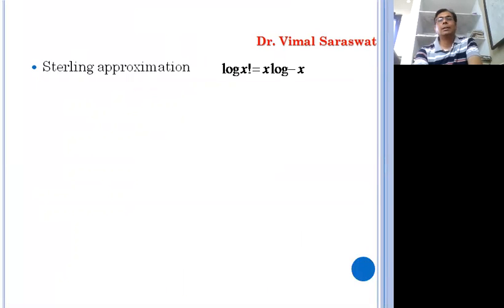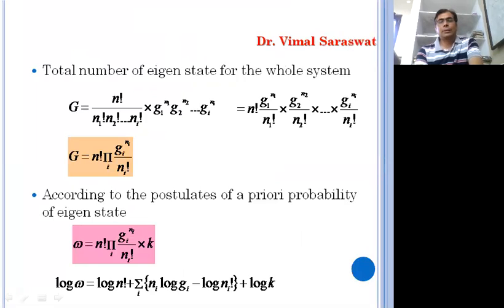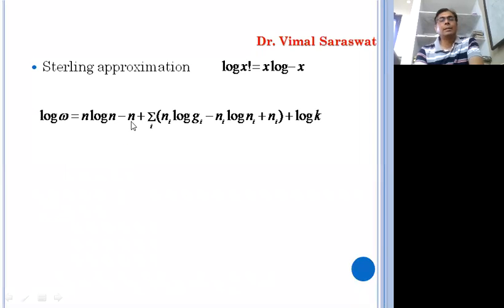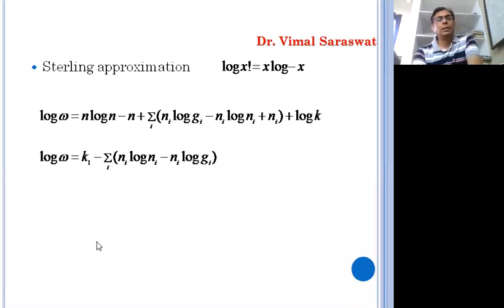Now from Stirling's approximation, log factorial x is equal to x log x minus x. So this log factorial Ni will be replaced by Ni log Ni minus Ni. So this will be the result. This N is the total number of particles, and sigma Ni is also the total number of particles, so N and N will be cancelled out. N log N is a constant and log k is a constant, so N log N plus log k is replaced by a new constant. Hence we get log omega is equal to k1 minus sigma over i of Ni log Ni minus Ni log Gi. This k1 we put here in place of N log N plus log k.